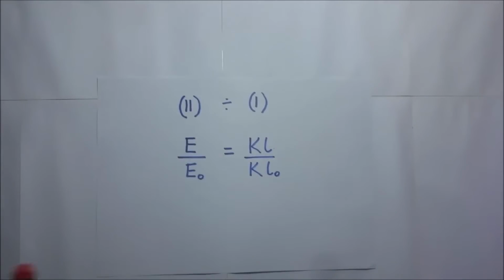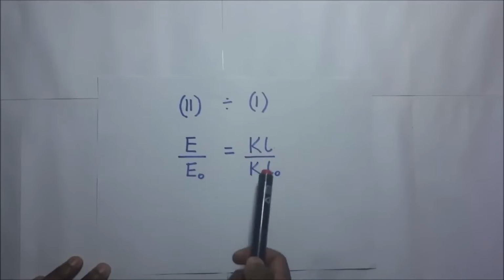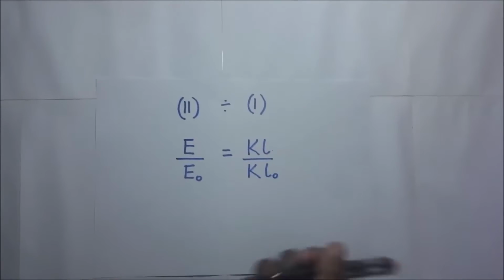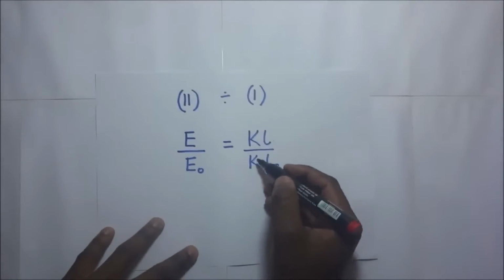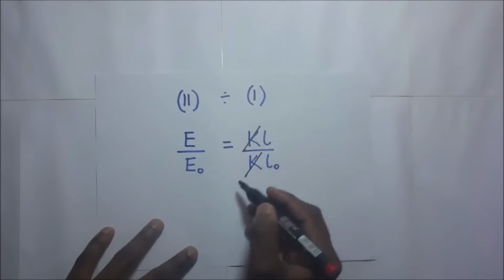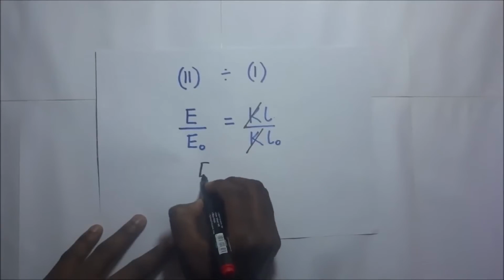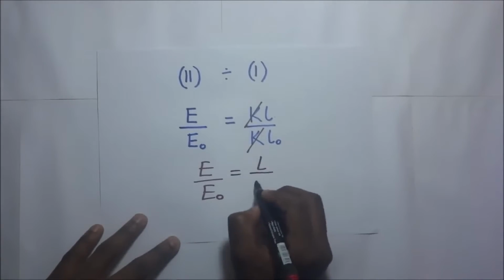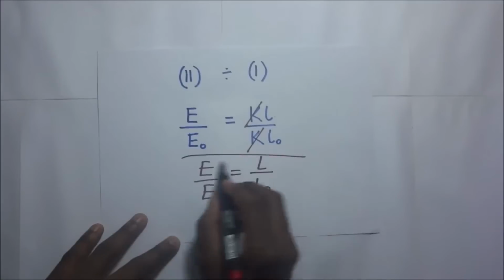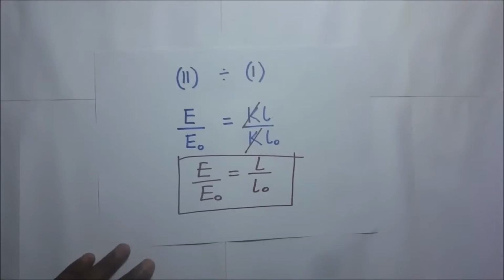Equation 2 divided by equation 1 gives us E over E0 is equal to KL over KL0. Now, since the PD per unit length is the same, because we're dealing with the same wire, it means these values of K will cancel out. Then we shall end up with an expression that E over E0 is equal to L over L0. And from this expression, we are able to compare the EMFs of the two cells.